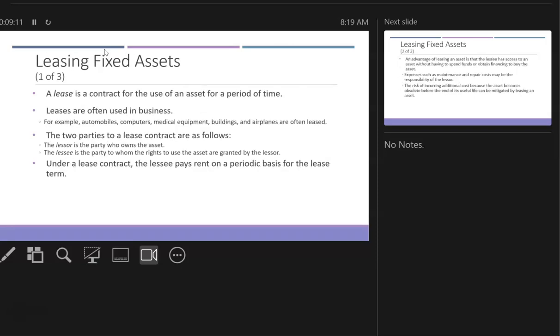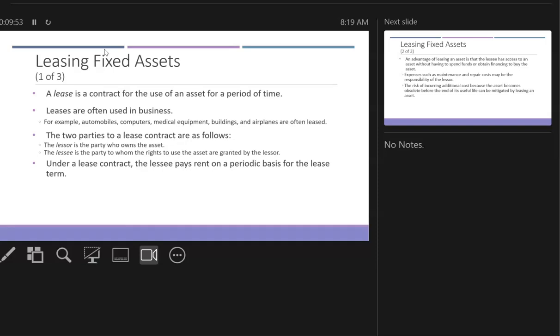Now, leasing is something very different. Leasing is when you are going to use an asset for a period of time, but you're not going to actually buy it. Now, there's two kinds of leases we'll talk about, but an operating lease is generally when someone else owns the asset, but you're going to pay to use it for a period of time. Okay? It's basically paying rent on an asset for a period of time. That would be an expense.